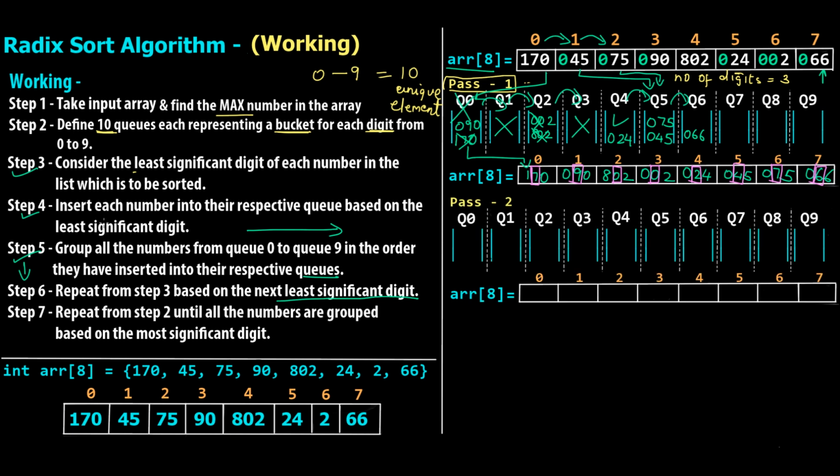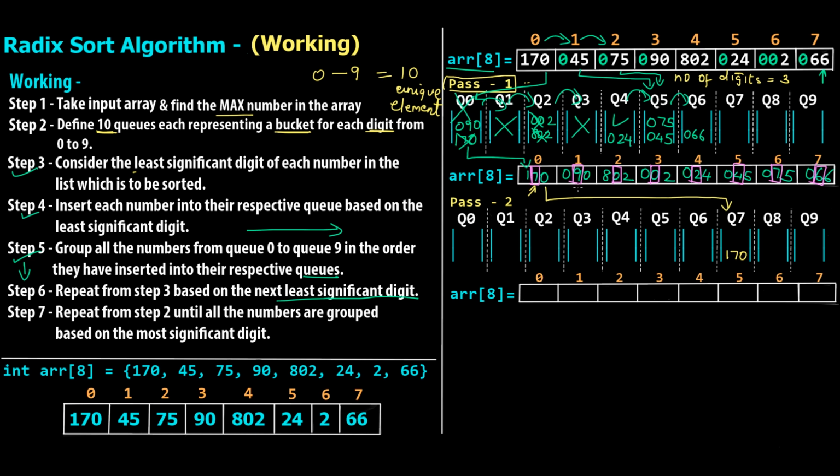Now pass 2 again is repetitive. We have to do step 3, step 4 and step 5 again, but this time we have to consider the tens place. So let's start from left to right, that is the first element in this new array. Let me use yellow. Okay, so first we have to take the tens place, that is the 7. So it goes in Q7. So 170 is pushed over here. 170 goes in the Q7 because the tens place has 7.